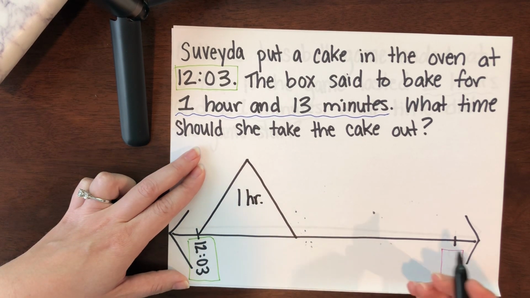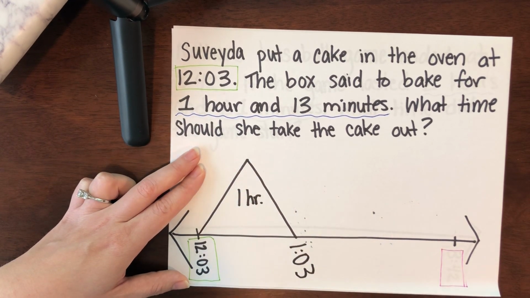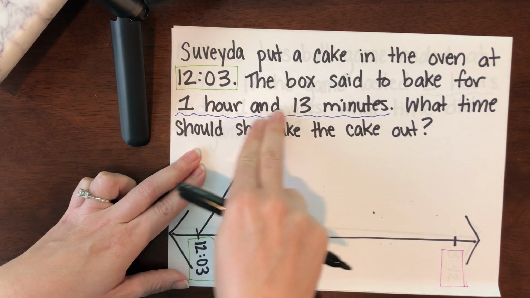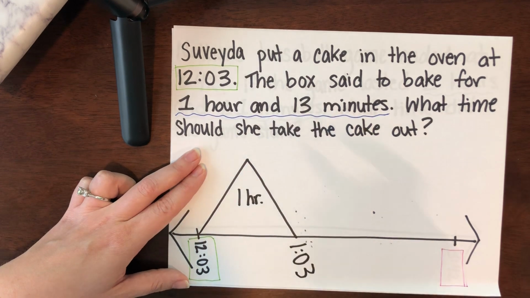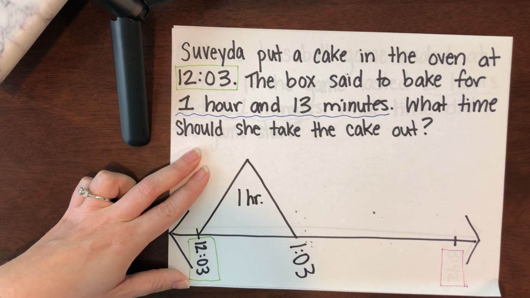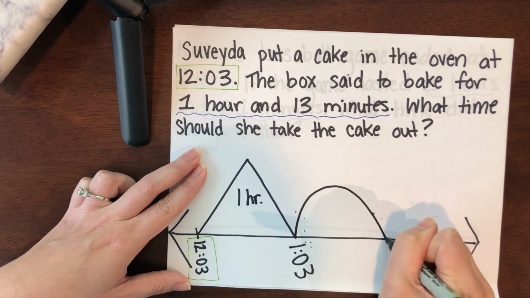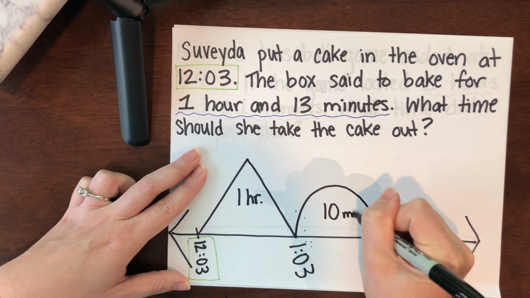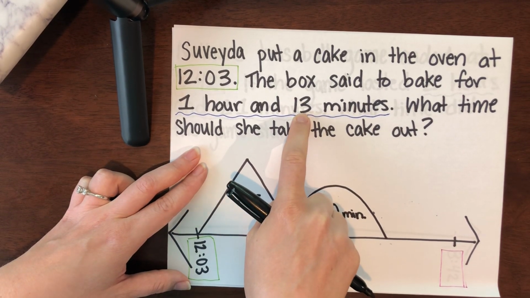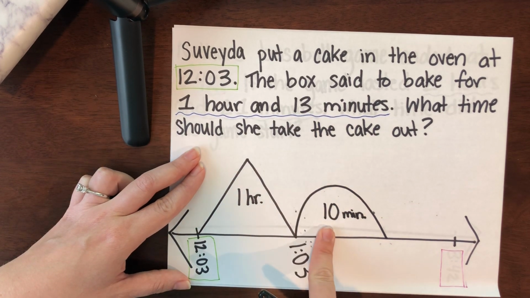And hopefully you're thinking 1:03. But I'm not done yet because the cake is cooking for 1 hour and 13 minutes. So what do you think I should draw next? Hopefully you said a hill. So I'm going to draw a hill of 10 minutes, because if I am trying to make an elapsed time of 13 minutes, the next number that I would draw is a hill for 10.